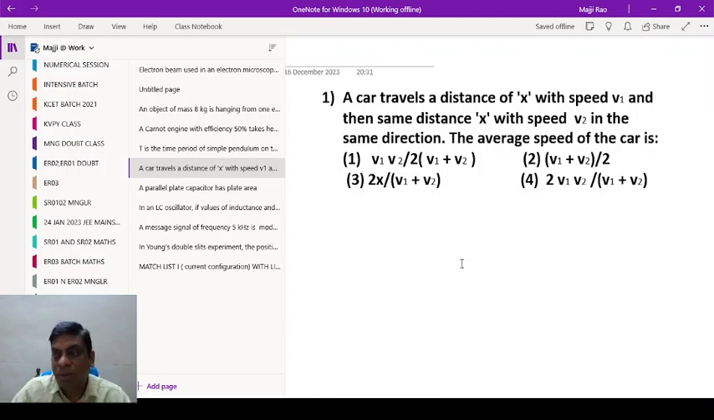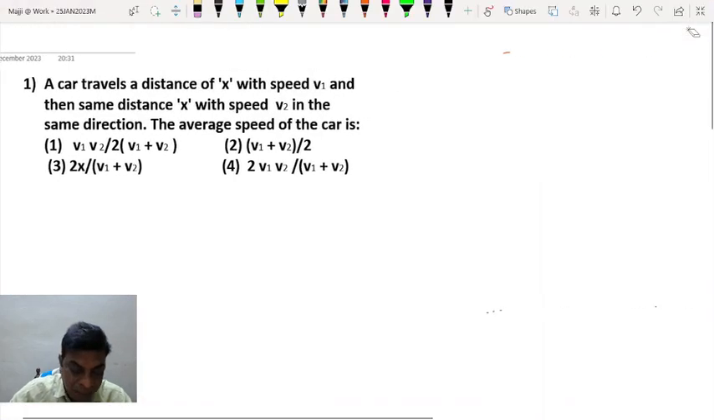Today I have come up with three questions from Kinematics. These questions were asked in the 25th January morning session 2023 JEE Mains. So let us discuss them one by one. Here comes the first question.